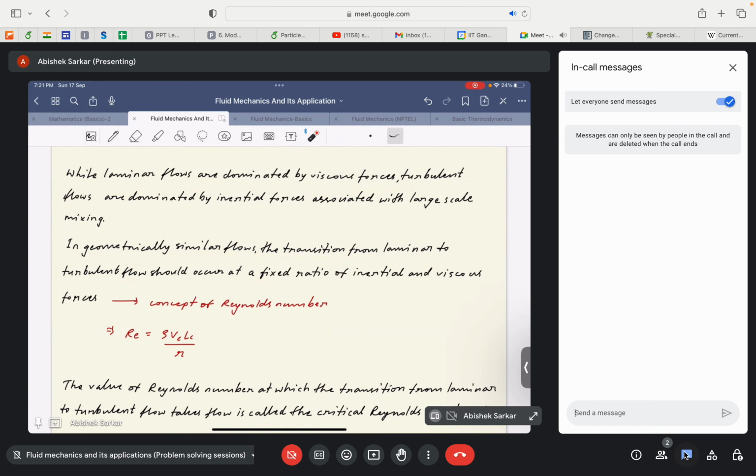As you know, in the case of laminar flows, if at all there are any disturbances in the flow field, the viscosity of the fluid helps in mitigating or cancelling out those disturbances, so that they cannot amplify, which would in turn have led to the transition of the flow to a turbulent flow field.